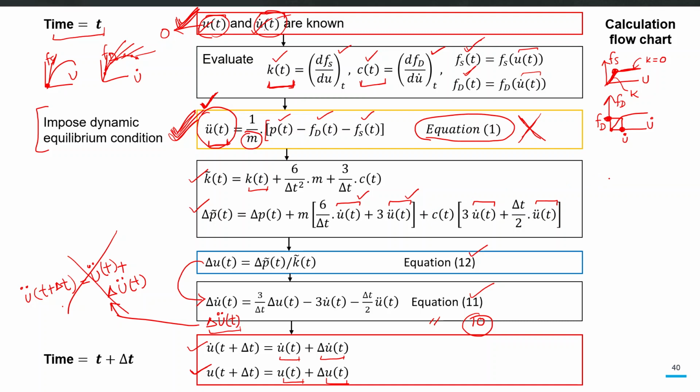So we will start at time t, and we will get the values at t plus delta t, and then we will use these next values as an input to get the next set of values, and then these values will be used again. So this process will be continued until we have the values for all time increments.